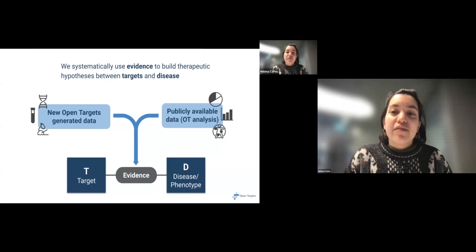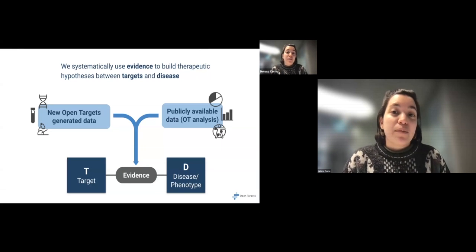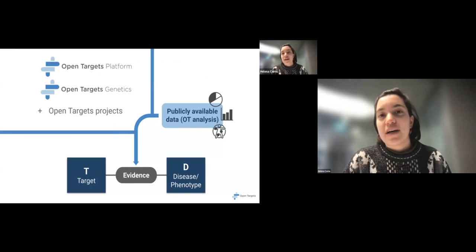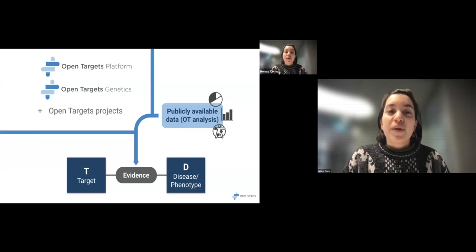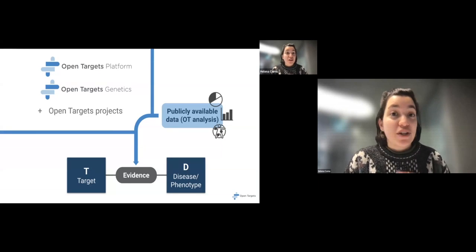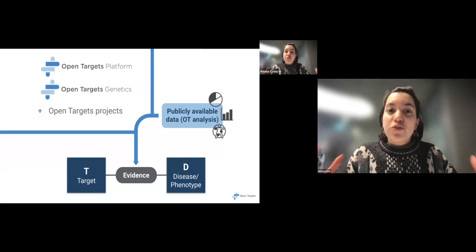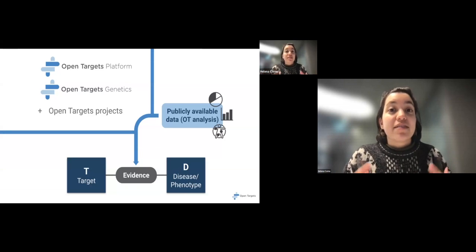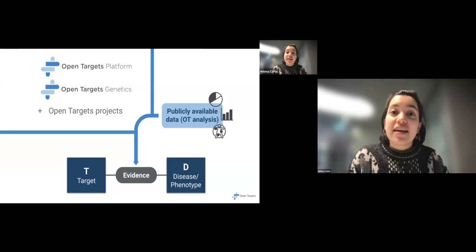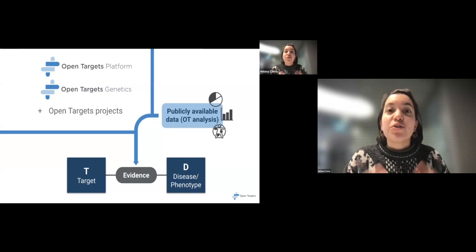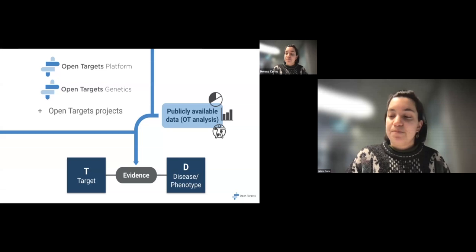On the other side, we have analysis of publicly available data, and this is where the Open Targets platform fits in. We also have Open Targets Genetics, which I will not talk about today. The idea of these two platforms is to take publicly available data, analyze it, and present it to you in a harmonized, systematic way, so you can see the data that's out there.